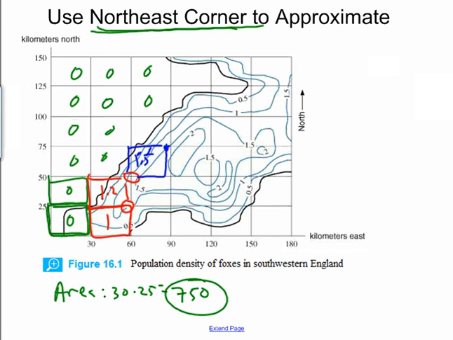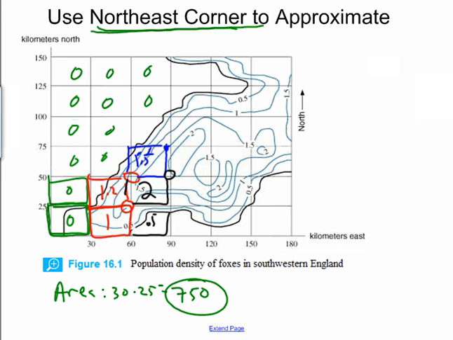Do just a couple more. So then we've got this box here, and it's roughly 2. So we'll put 2, and we've got this box here in the bottom, and that's just a little bit more than 0.5.